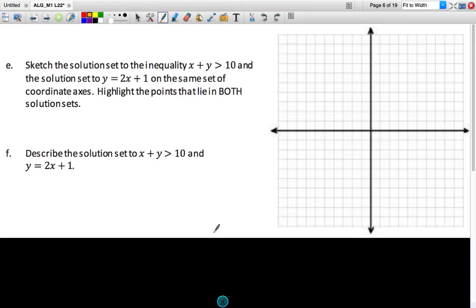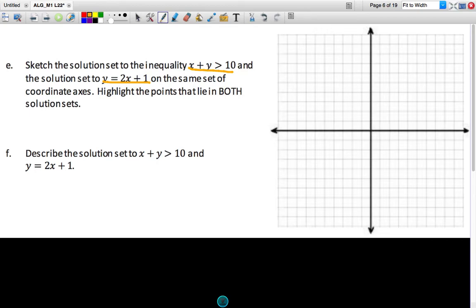Let's look at part E. Part E says sketch the solution set to the inequality x plus y is greater than 10 and the solution set to y equals 2x plus 1 on the same set of coordinate axes. So last week we looked at how to graph just the inequality and how to graph just the equation. And so today we're going to look at how to graph both of them on the same axis.